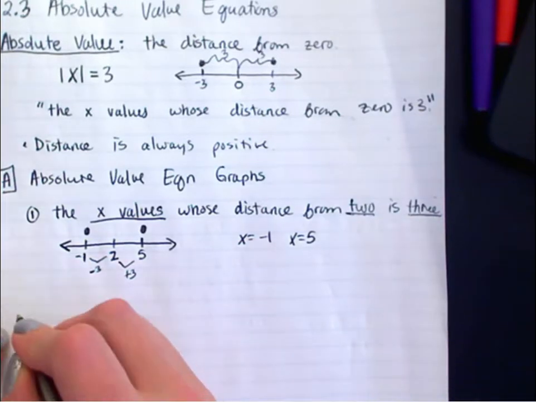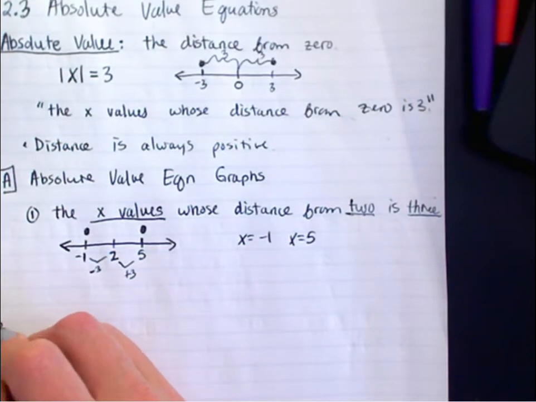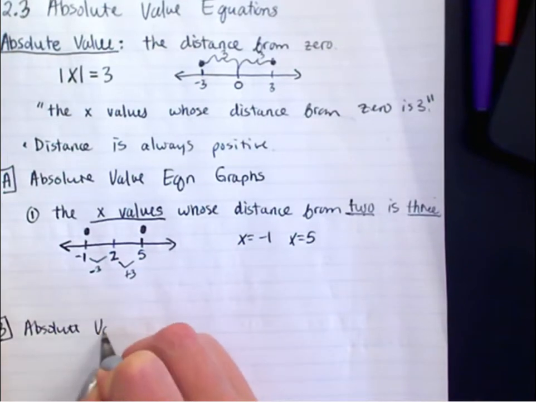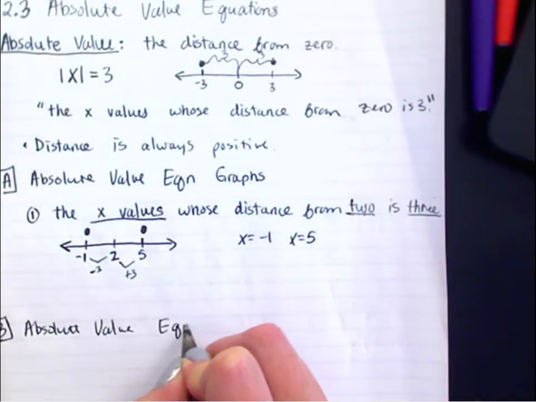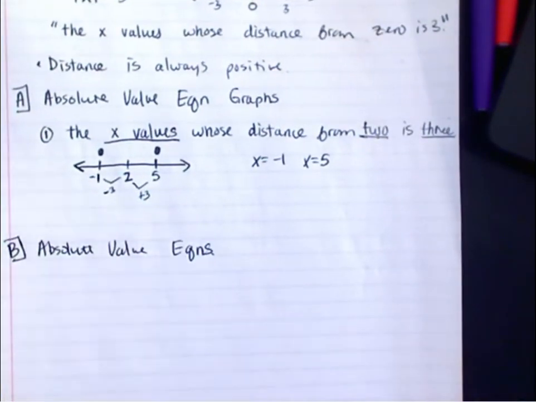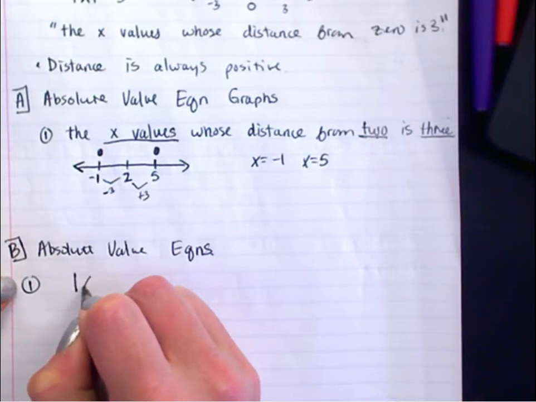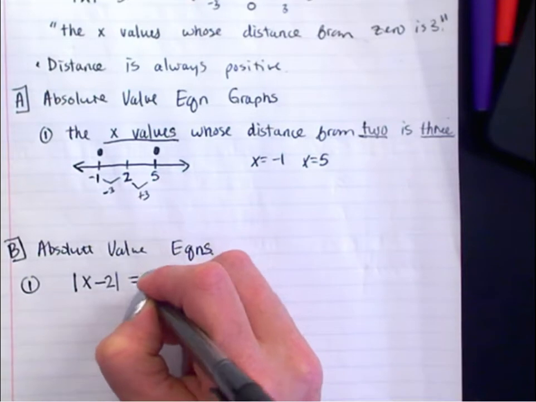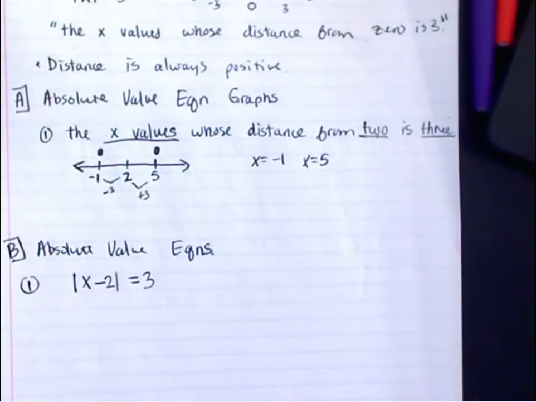Okay, so next, we're actually going to do absolute value equations, not just the graph. We have a picture of the graph up here. Keep in mind that we've got a positive direction and a negative direction, but they're both describing the distance. First example, absolute value of x minus 2 equals 3. Solve for x.